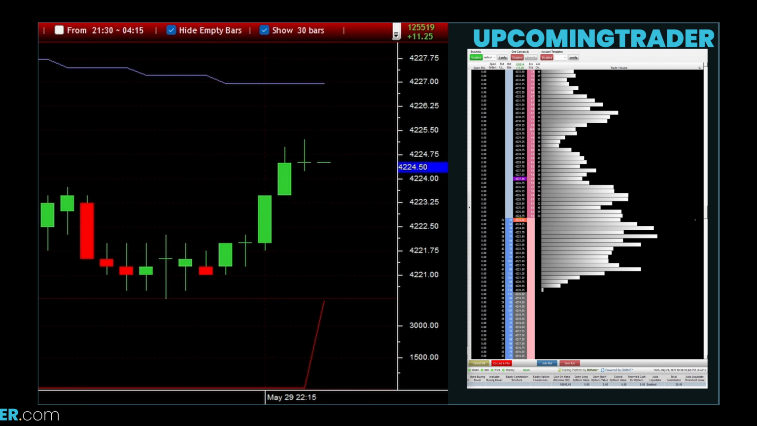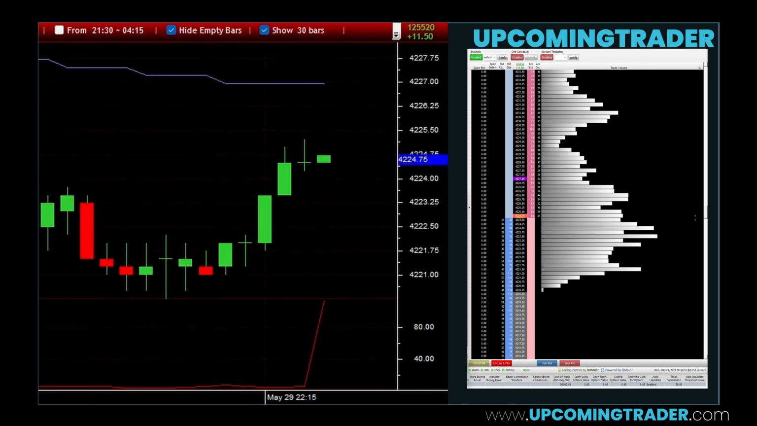We also have single prints, which are spots on the chart where price moved quickly without spending much time. These often show areas of strong moves. When price revisits these levels, they can become strong zones for support or resistance. It is kind of like a ghost of a move that happened before and could play a role again.